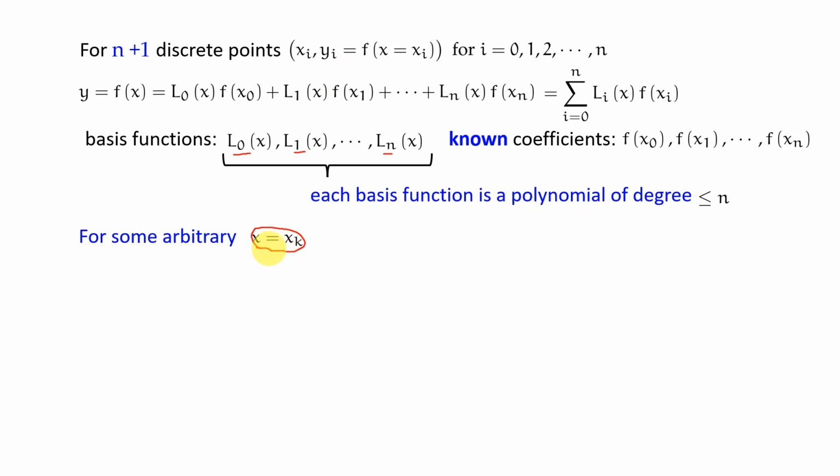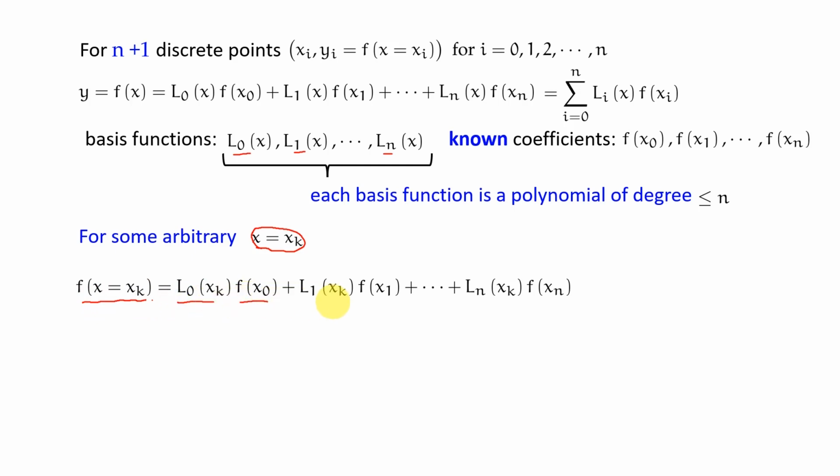So in this one, x equals xk, some arbitrary value of x, and if I write that in terms of the Lagrange polynomial, if the Lagrange polynomial passes through this point, then for x equals xk the value of this function will be L0(xk) f(x0), L1(xk) f(x1), etc., up to Ln(xk) f(xn). Please note that the f are fixed here. They don't depend on xk at all.